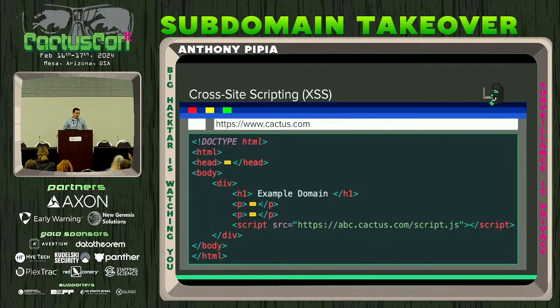And in this scenario, our hacker took over abc.cactus.com, right? So that subdomain now belongs to the hacker. Whatever's there belongs to the hacker. So the hacker could simply create a script called script.js, and anytime someone loads your site, that script's going to run. So in this scenario, you've essentially allowed an attacker to take over a subdomain that one of your other sites imports scripts from.